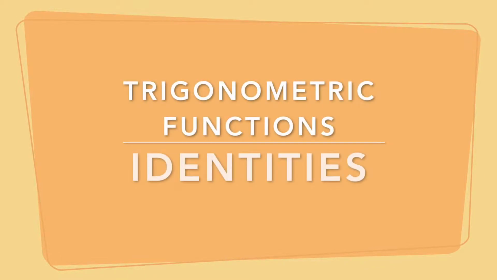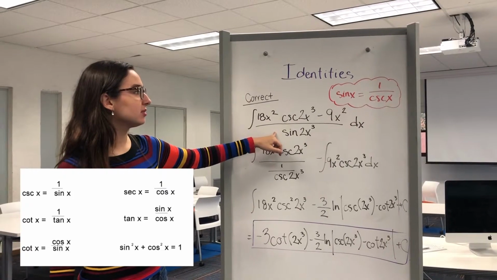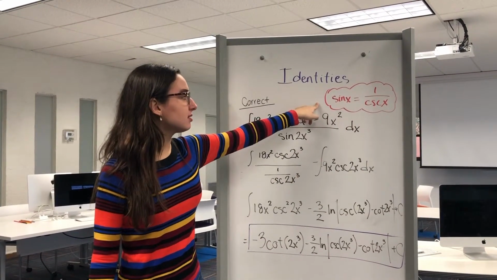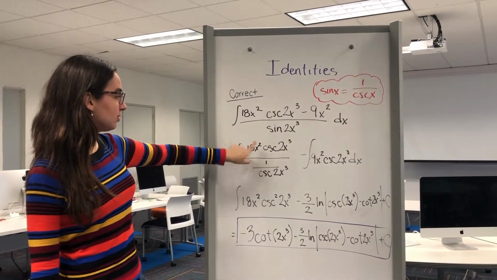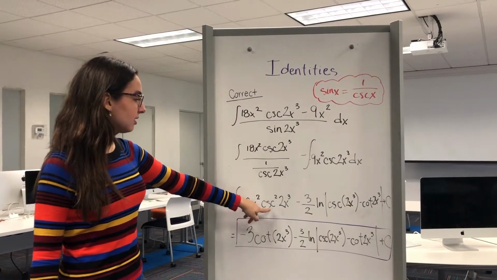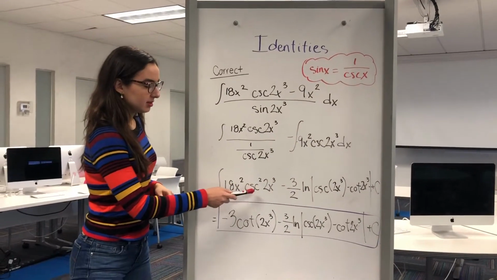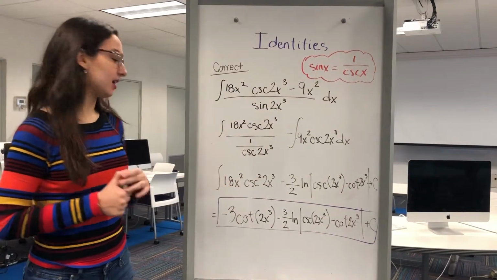Integrating with trigonometric identities, first you need to identify which trigonometric identity you should use for the problem. In this case, sine of x is 1 over cosecant x. So when you multiply, you will get cosecant square of 2x to the third power. And when you have the cosecant square of 2x to the third power, you can find it in the catalog.